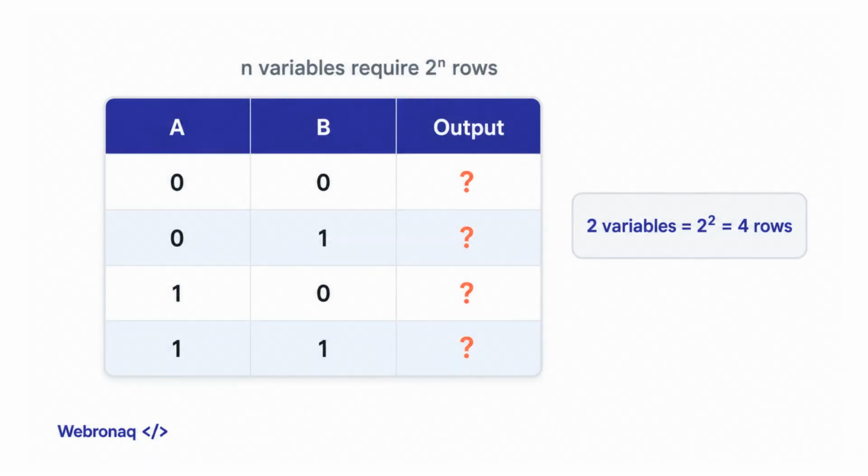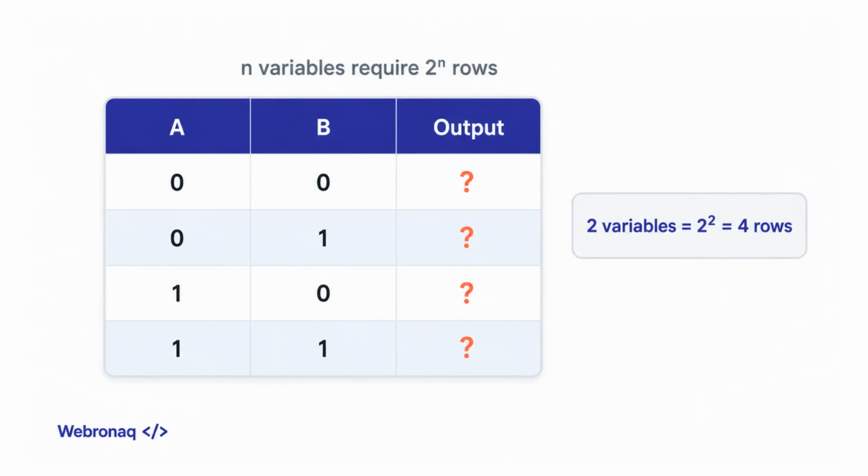A truth table is simply a grid. Each row represents one unique combination of input values, and the final column shows the output for that combination. Every input is Boolean, meaning it can only be 0 or 1. Now, if you have one variable, you get two possible values, 0 or 1. That gives you 2 rows. Add a second variable, and the combinations double, giving you 4 rows. The pattern is 2 to the power of n, where n is the number of input variables.